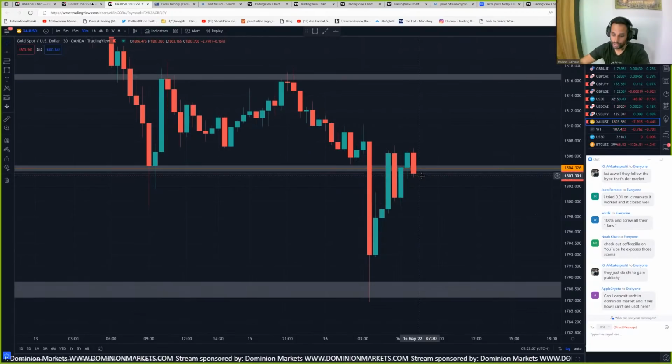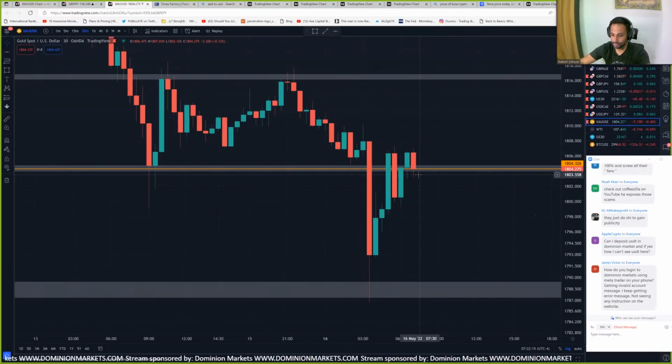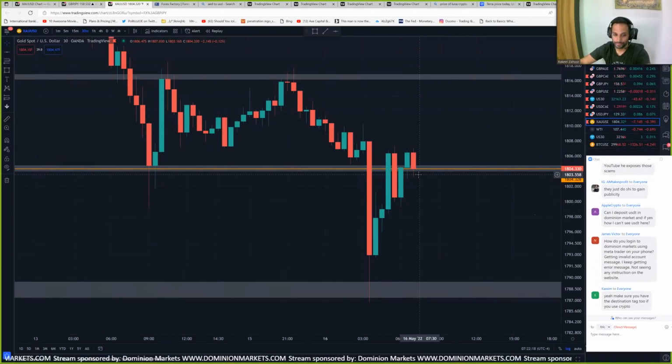Can I deposit USDT in Dominion Markets? If yes, how? I can't see USDT there. It's there, trust me. I can log in right now and it's there.